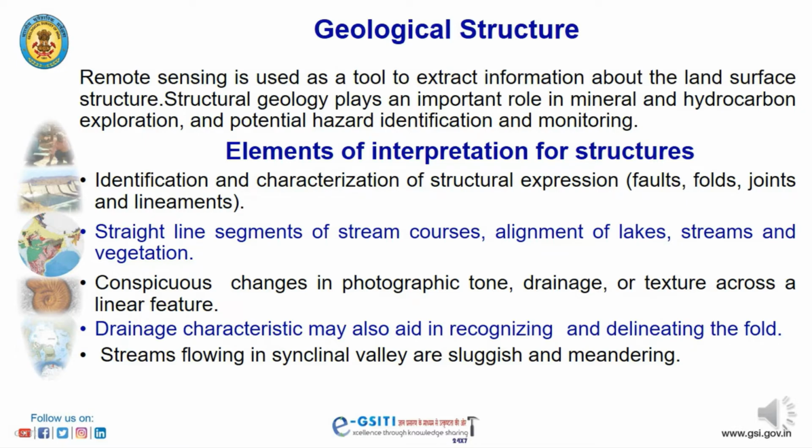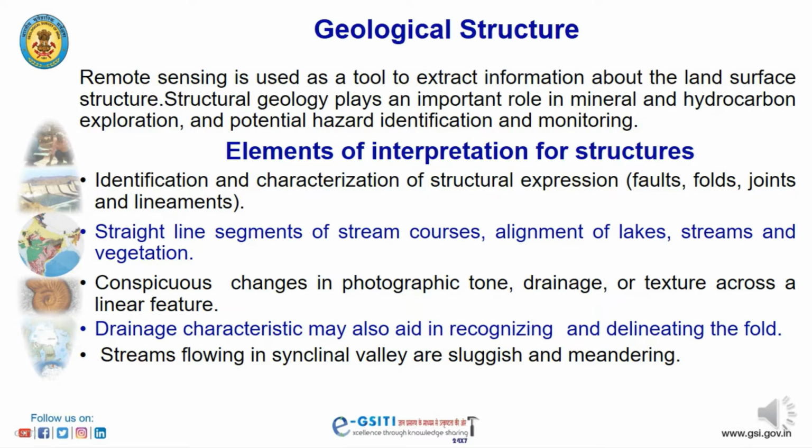Interpretation of structure. Remote sensing is used as a tool to extract information about the land surface structures. Structural geology plays an important role in mineral and hydrocarbon exploration, and also in potential hazard identification and monitoring. Elements of interpretation for structures. Identification and characterization of structural expressions, fault, fold, joints and lineaments are done using different satellite imagery of various resolution.